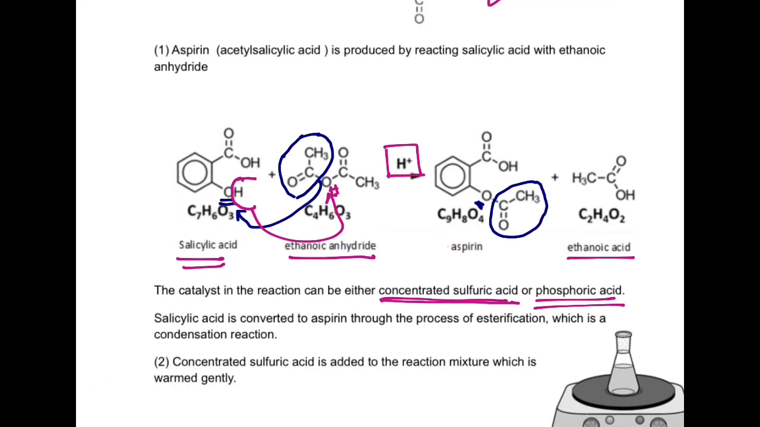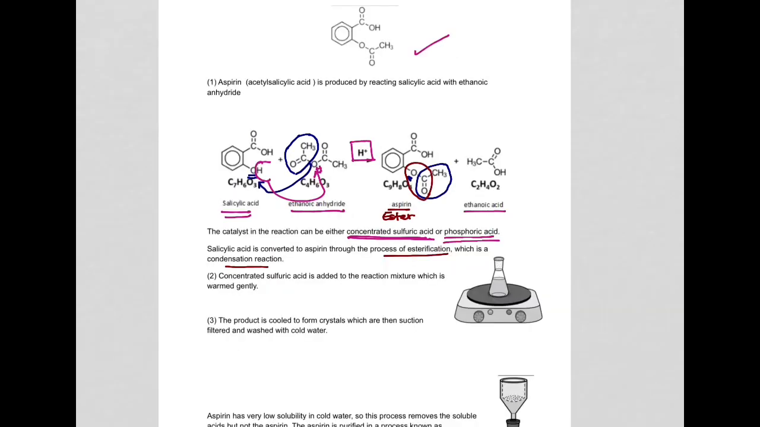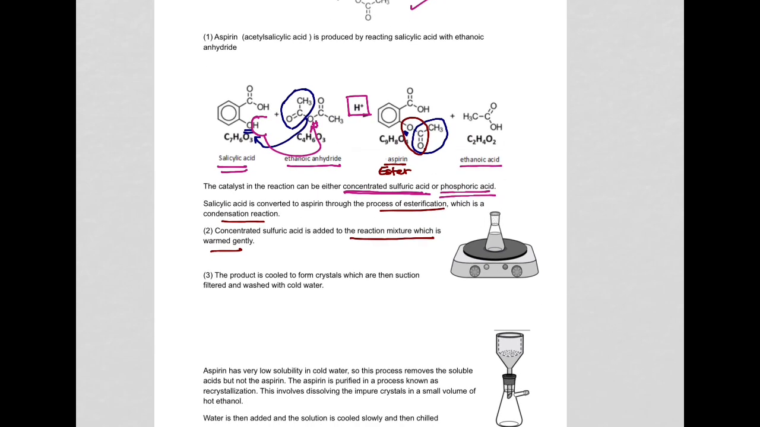Because the resulting product here, aspirin, is an ester, you have the ester linkage here, COO. So this is an esterification process. It's also called a condensation reaction, either or. Concentrated sulfuric acid is added to a reaction mixture. The mixture is warmed gently. The product is cooled to form crystals, which are then suction filtered and washed with cold water.